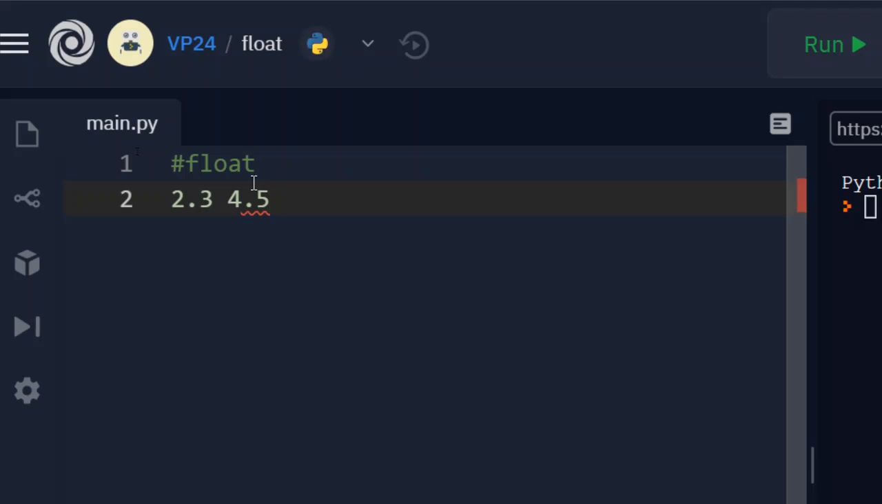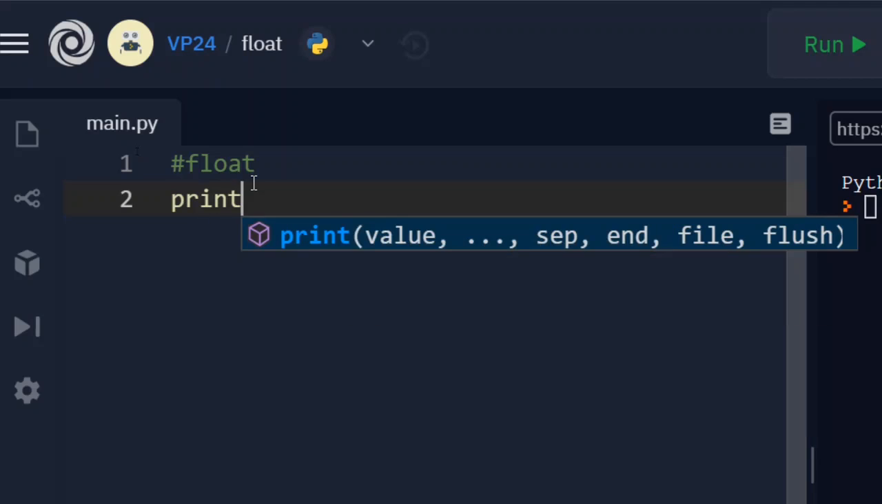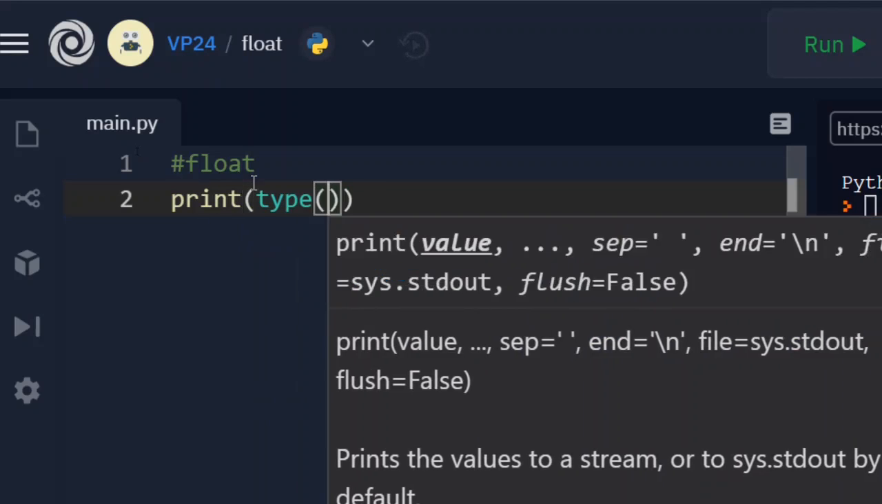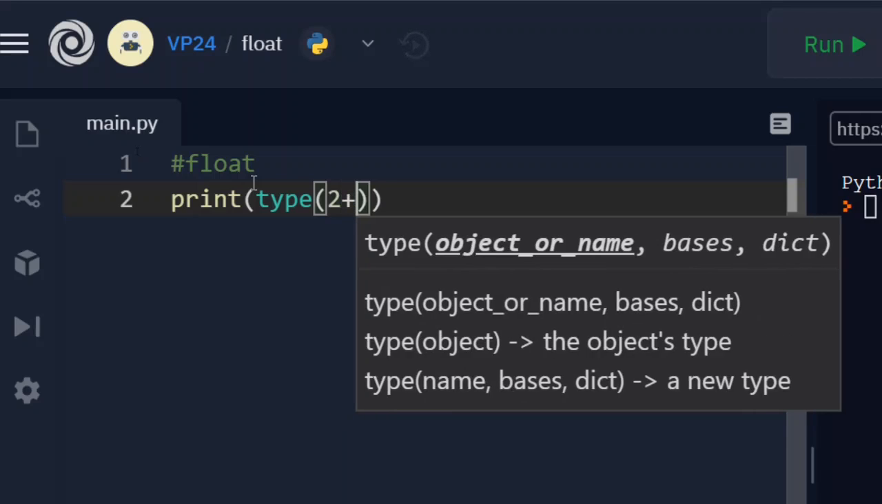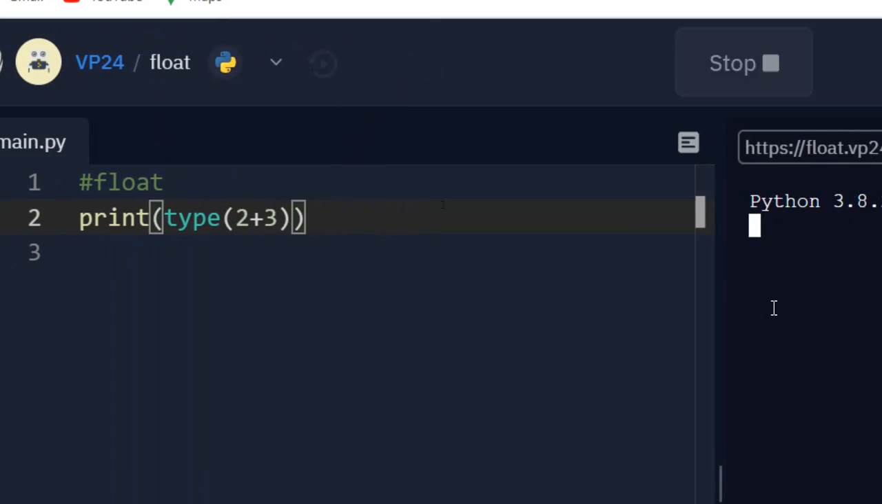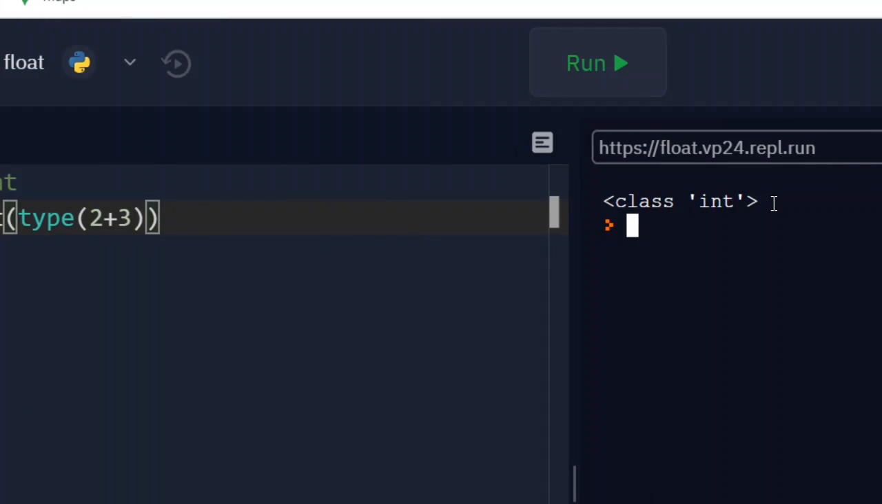And I hope you remember in the last video, we checked the type of integers in data types. And how did we do that? Well, we wrote it like this: print, then type, and then 2 plus 3. If I run this, did you see that? We got class int printed over here.